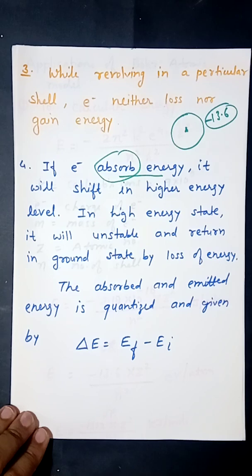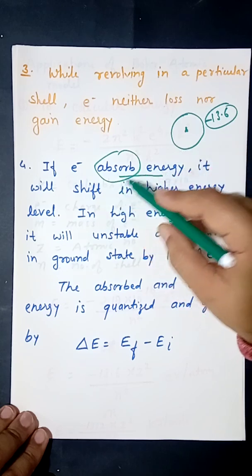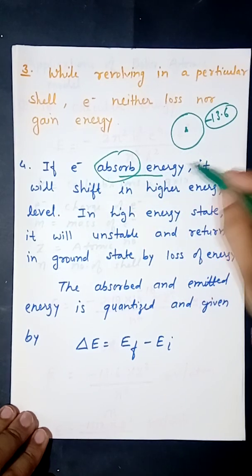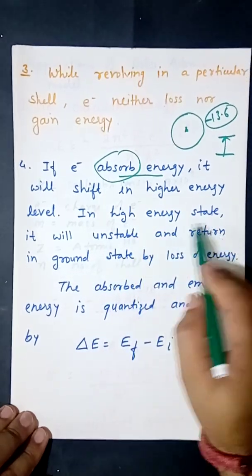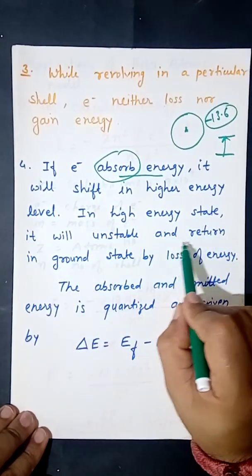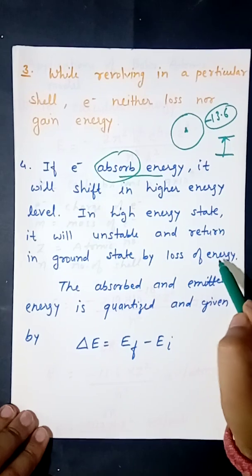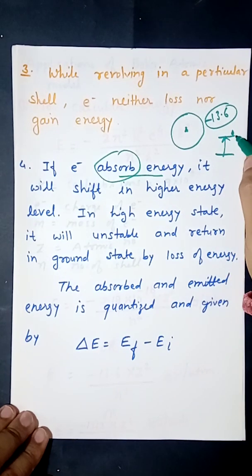If we expose the atom to a certain amount of energy, if we forcefully give energy to the atom, in fact to the electron, then the electron has to absorb this energy. If the electron absorbs energy, it will shift to a higher energy level. This we have discussed in the spectrum. In the high energy state, it will be unstable and return to the ground state by loss of energy.